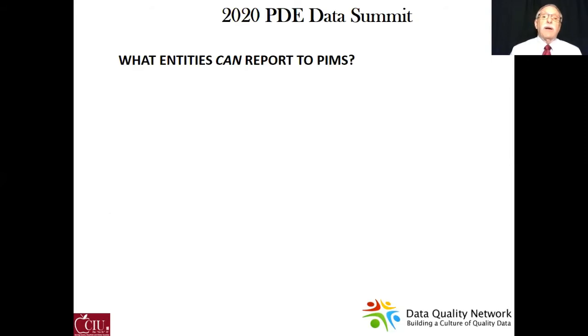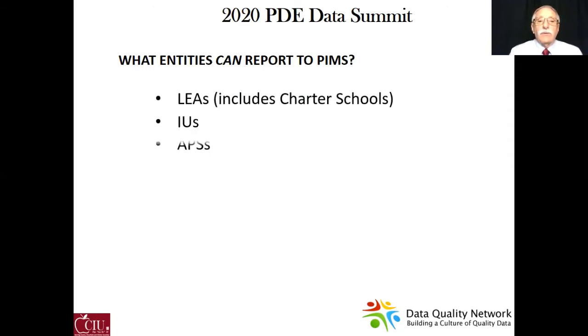Another thing that can be helpful is knowing what entities can report to PIMS. Well, I know LEAs can, which I am one. IUs and approved private schools can. Career tech centers, private residential rehabilitation institutions, they can report to PIMS. State juvenile correctional institutions can report to PIMS.